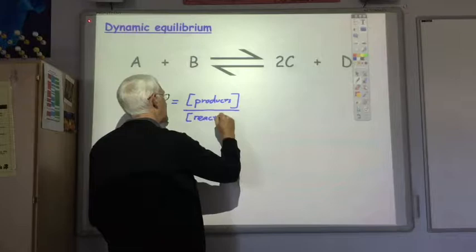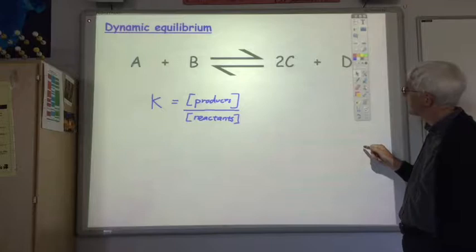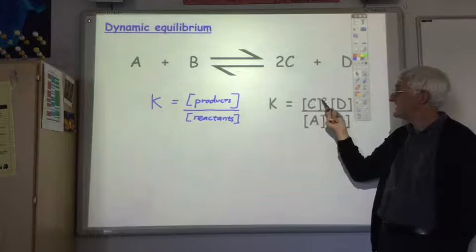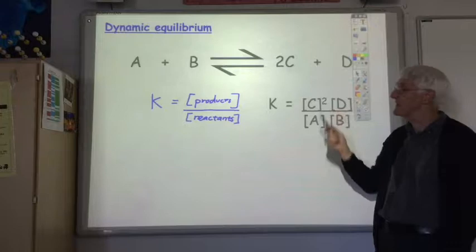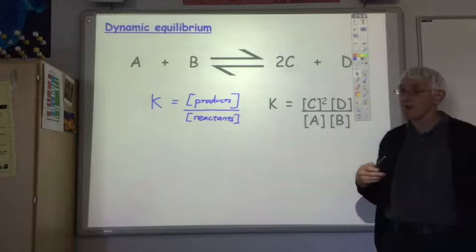In this particular example, the expression of the equilibrium constant would be given by this. So it's the concentration of the products, and because it's 2C, then it's the concentration of C squared. If it was 3C, it'd be the concentration of C cubed. So C squared times the concentration of D divided by the concentration of A times the concentration of B. That gives you a value of the equilibrium constant for this equation.